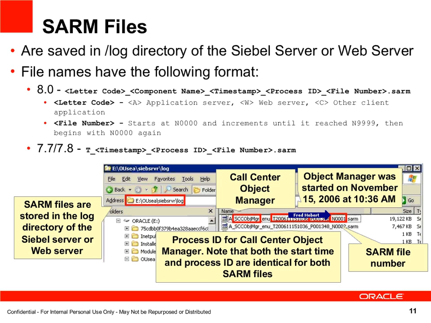In 7.7 or 7.8, the timestamp looks a little bit different. It's the same type of naming convention as key timestamp, underscore process ID, underscore file number. But we don't have that letter code. We don't have the component name up front. We don't have quite the same naming convention, so it is a little bit different.